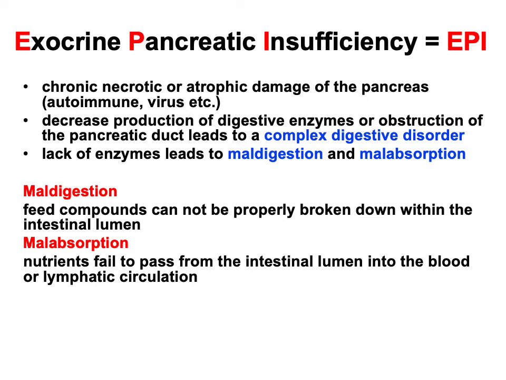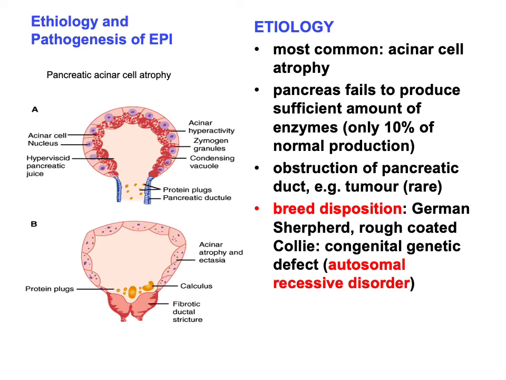The maldigestion means that the feed compounds cannot be properly broken down within the intestinal lumen, and the second step is malabsorption, that the nutrients fail to pass from the intestinal lumen into the blood or the lymph. Here you can see a list of the etiology and the pathogenesis of the EPI.